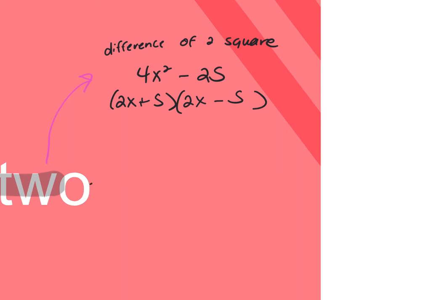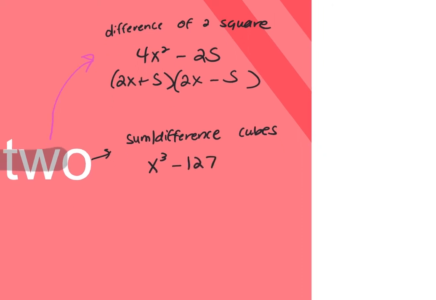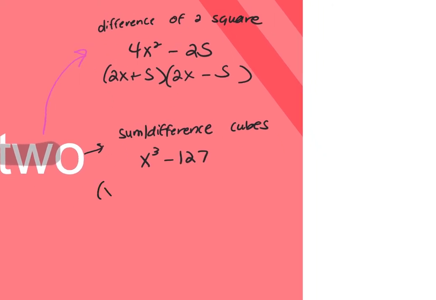The other type is the sum or difference of perfect cubes. So this would be like x to the third minus 27, both perfect cubes. So we would cube root and cube root, square the first cube root, so this cube root would be x, this cube root would be 3. Multiply them together, so it would be 3x, and then square the second one, and then we SOAP. Same, opposite, always positive.